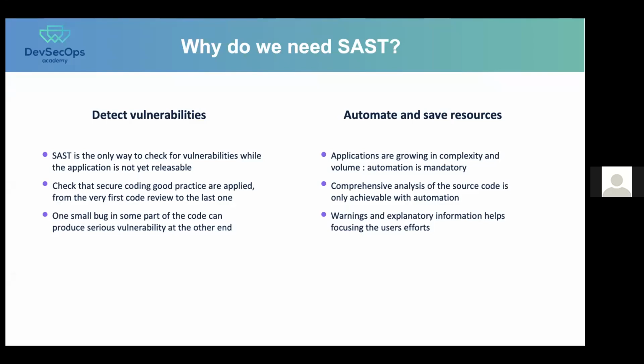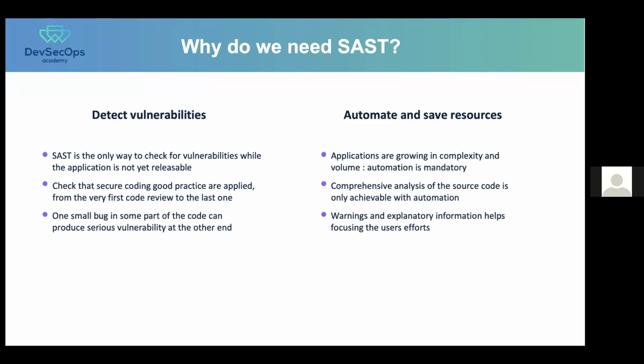The second pillar of static application security testing is that it can automate and save resources. We all know that in development projects, resources are scarce, and it is important to avoid wasting the time of people, developers and security experts. And SAST is also a way to automate the testing, because applications are growing in complexity and volume. So if you want to process and make the analysis manually, you can do it, but it will be time consuming, and with big applications, it will be almost impossible.